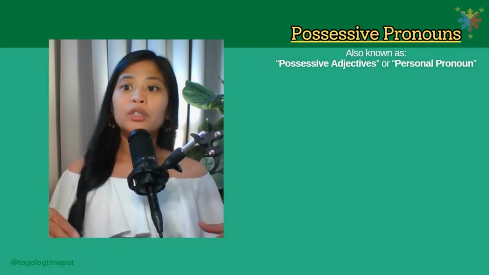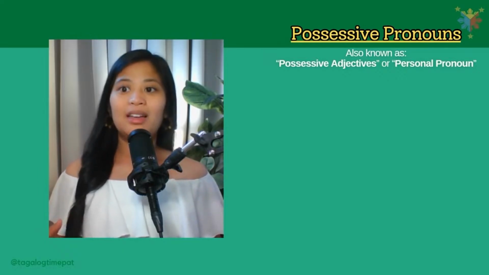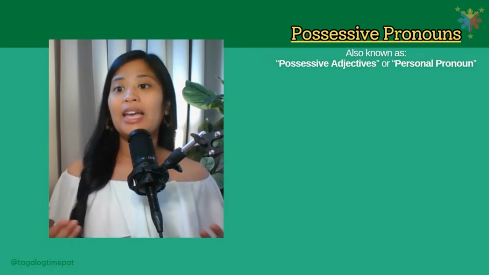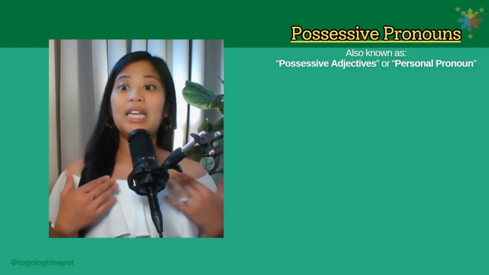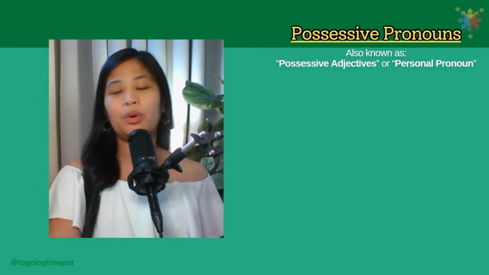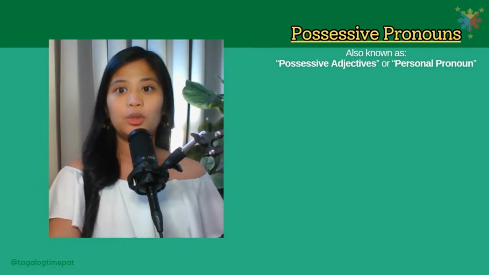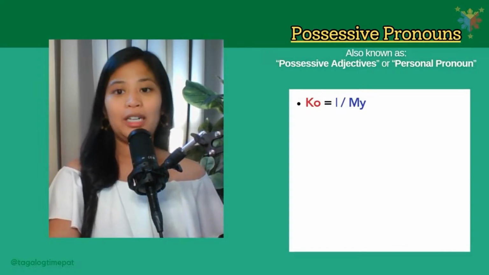And then same with personal pronoun. A pronoun means it's something that is replacing the noun. So if I were to say, I am sweeping, ko is that pronoun since it's meaning I. Okay, so these are the different names for possessive pronoun depending on what type of resource you're using. Now let's review the possessive pronouns that we've already learned.